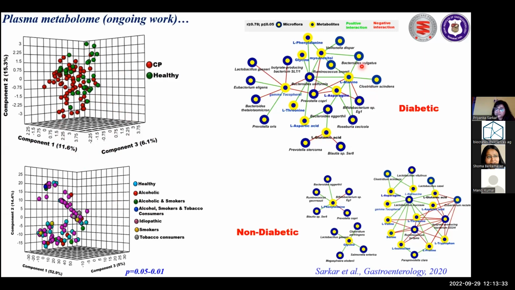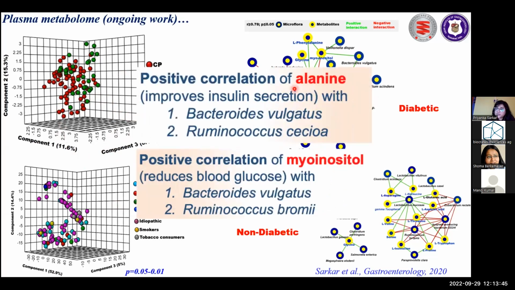So we used Spearman correlation to check the association. Then we visualized it in a network plot. What we found is a positive correlation of alanine with two particular bacteria, Bacteroides and Ruminococcus. Alanine is also known to improve insulin secretion. In the diabetic CP group, they have reduced alanine as well as reduced bacteria, so both of these are reduced.